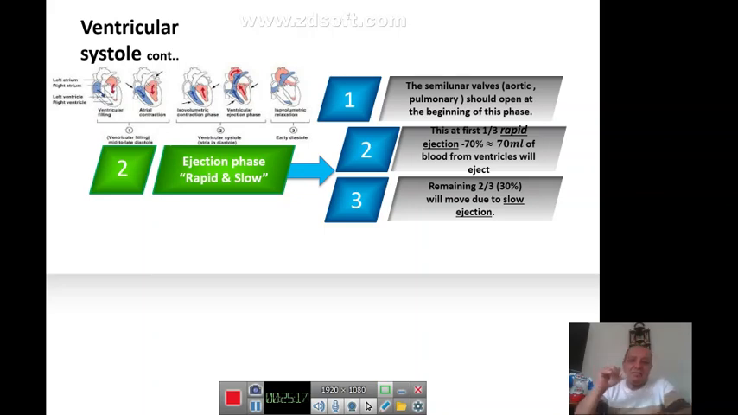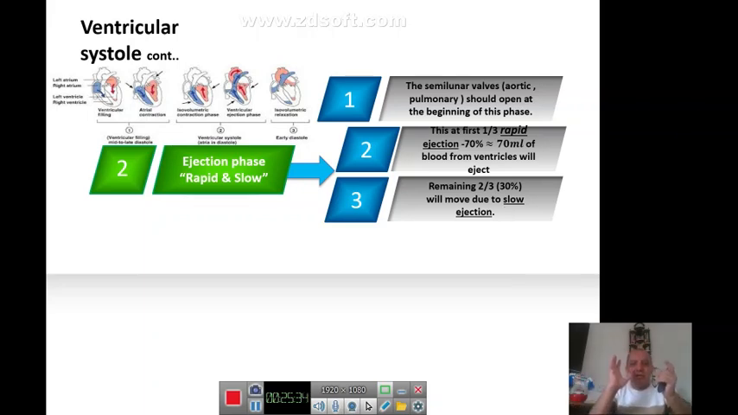Whereas the end systolic volume is the volume of the blood at the end of the systole after the rapid ejection phase, which is phase number 2 of the cardiac systole. And this amount is around 30 ml.